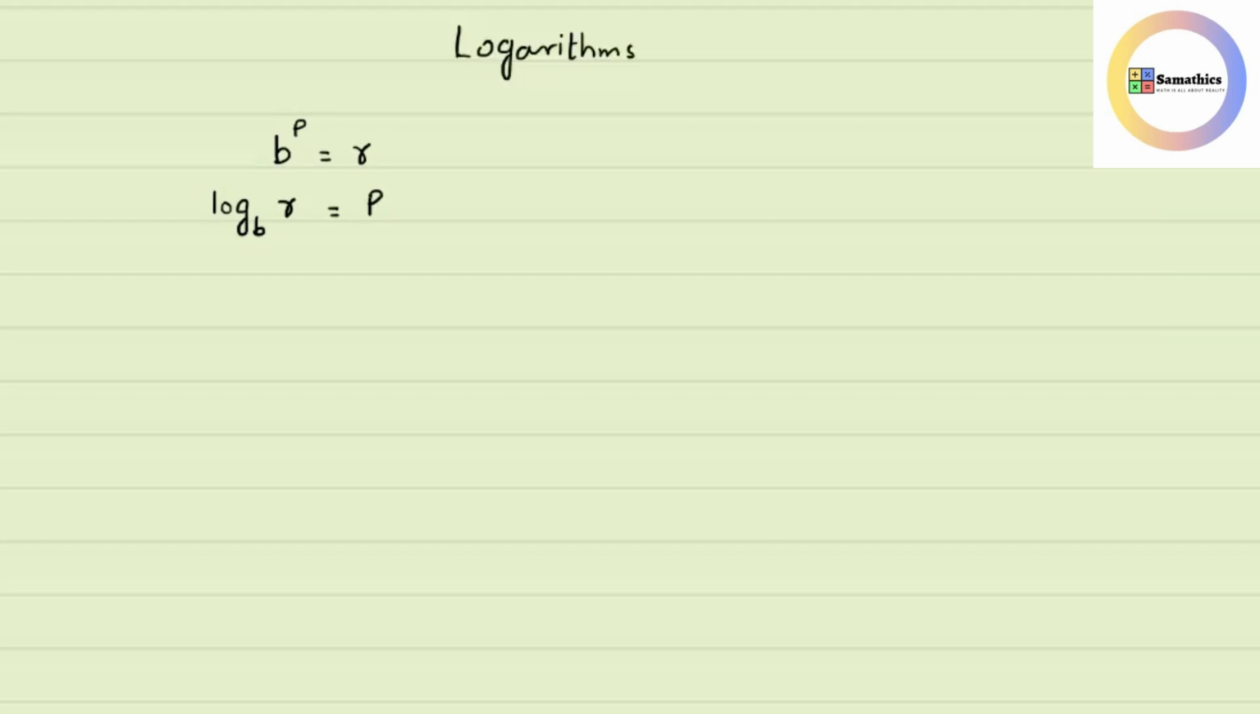So whenever you have to change index form to log form, you have to use the same method: you write the base as the base of the log, and whatever the result was in the index form is to be written over here, and it is equal to the power. So this is logarithmic form.